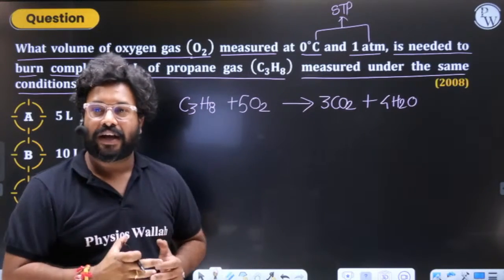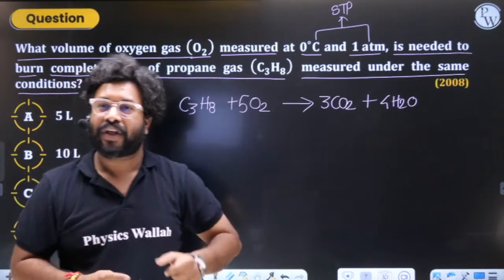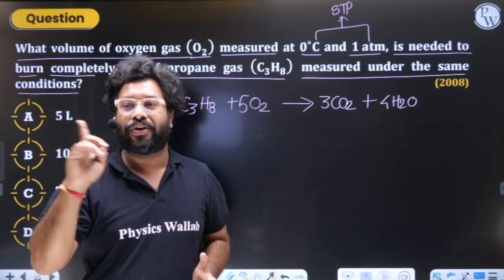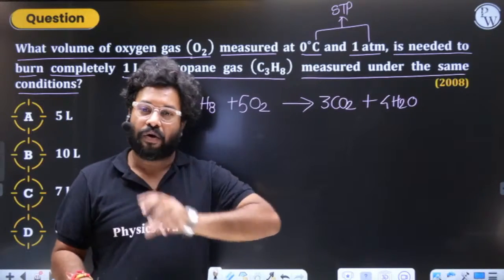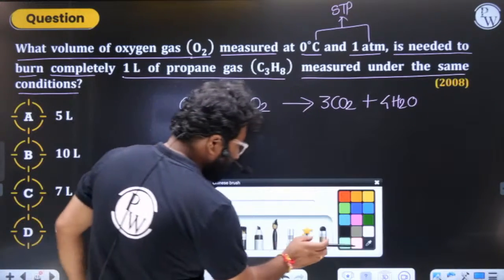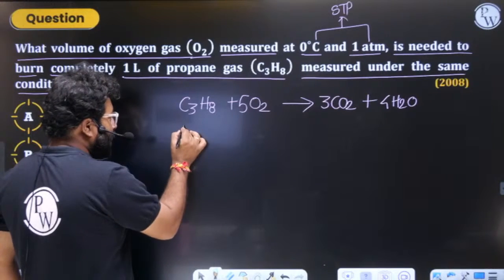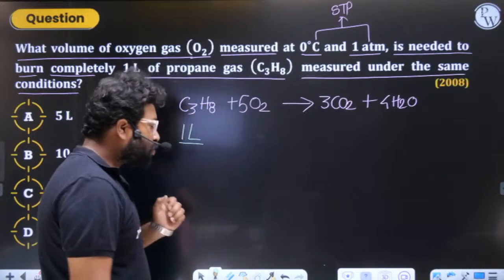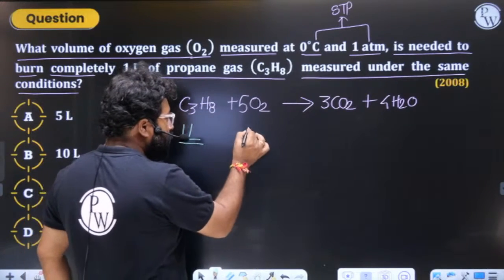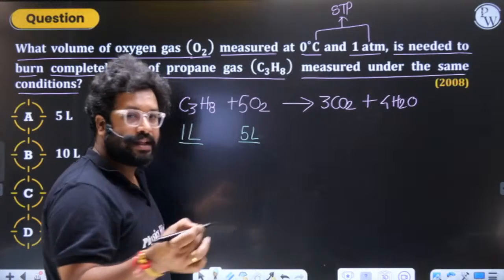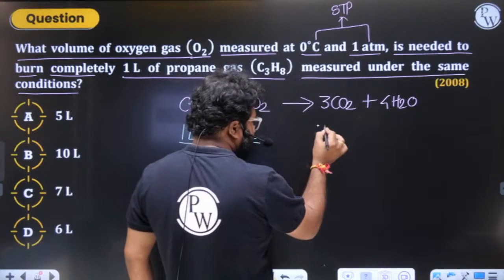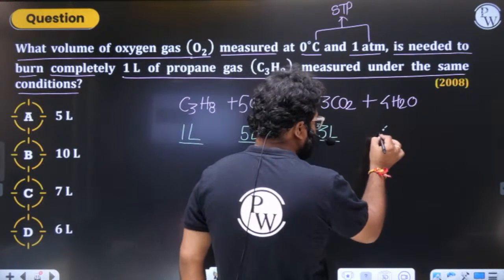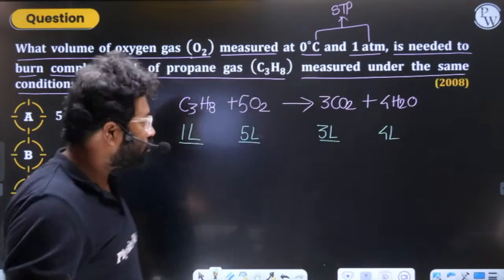And now, do you remember Gay-Lussac's law of combining volumes of gases? Yes. That is what we are going to apply here. We are going to take the volume of all the gases here. Now let's write their volume. This is 1 liter. As you can see, the stoichiometry that C3H8 has is 1. The stoichiometry that O2 has is 5. So this is 5 liter. The stoichiometry that CO2 has is 3. So this is going to be 3 liter. The stoichiometry that H2O has is 4, so this is going to be 4 liter. That's it. So what have they asked us?